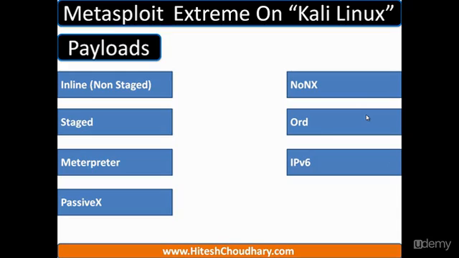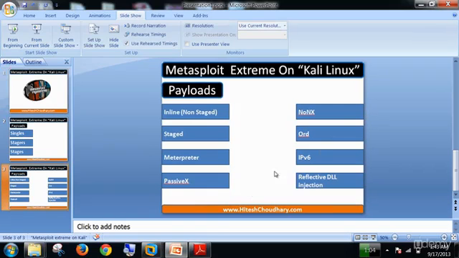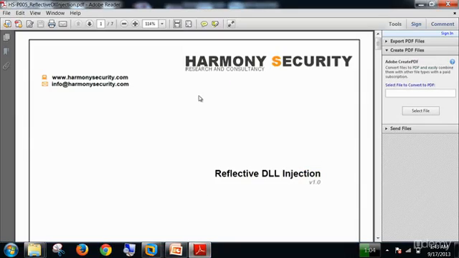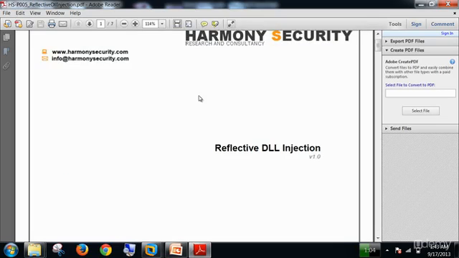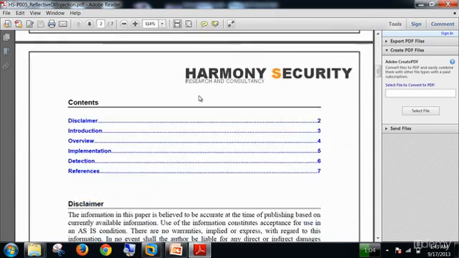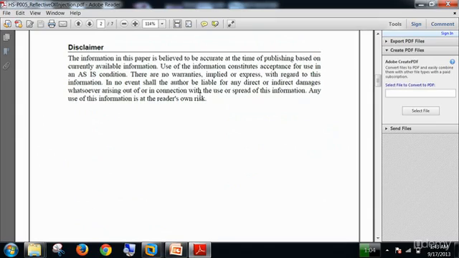Next we have IPv6. Since IPv6 is out in the market for networking, there are exploits for this technology as well. And finally we have reflective DLL injection, which is really the latest one, and I would recommend you read one particular paper to find out more about it. This is the paper here by Harmony Security. It's a research and consultancy firm, and it's really the founder of reflective DLL injection in meterpreter. This research paper will be available to you as well. Go through it, find out much more in depth about DLL injection, and you will be greatly impressed by this paper.